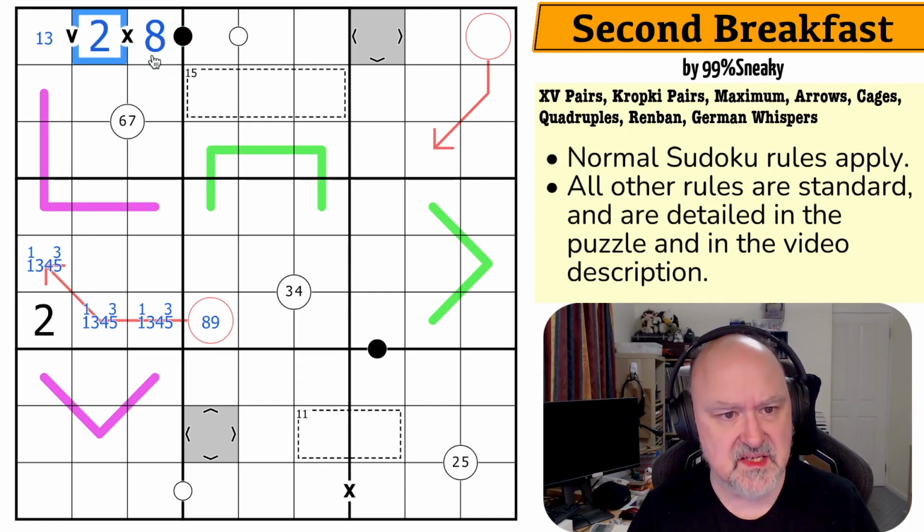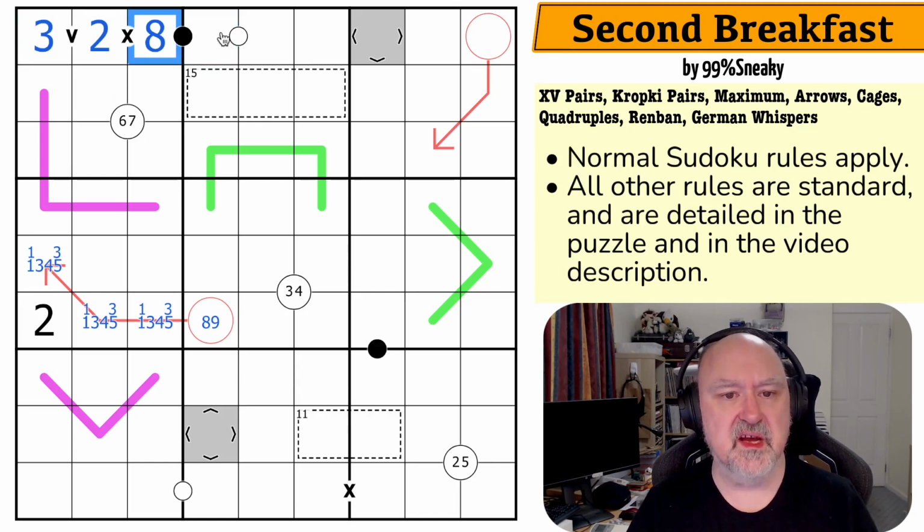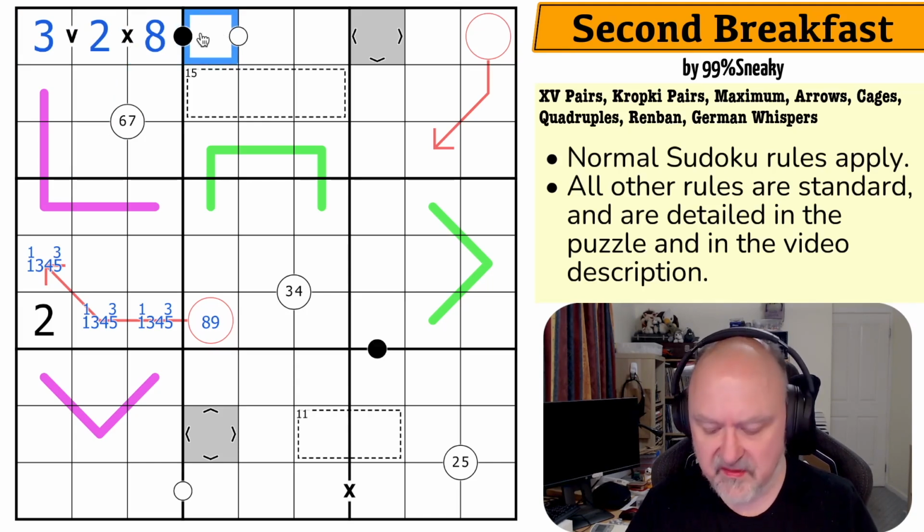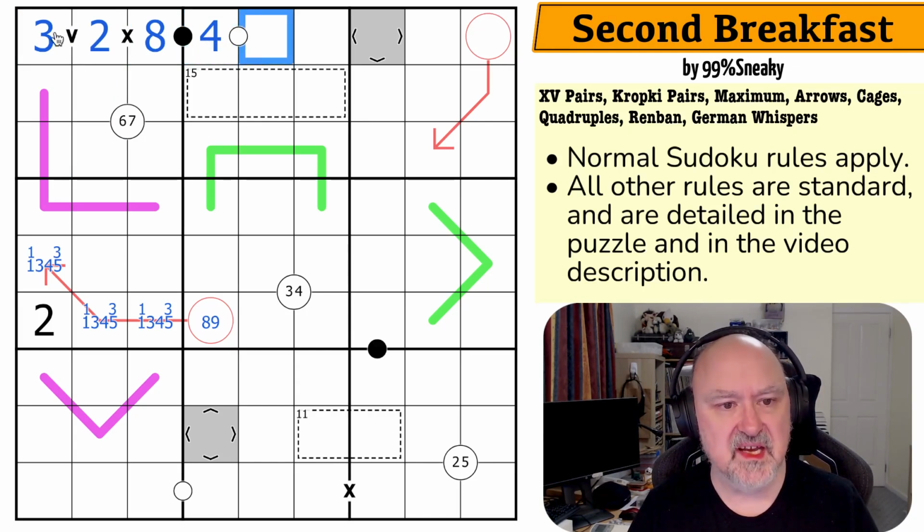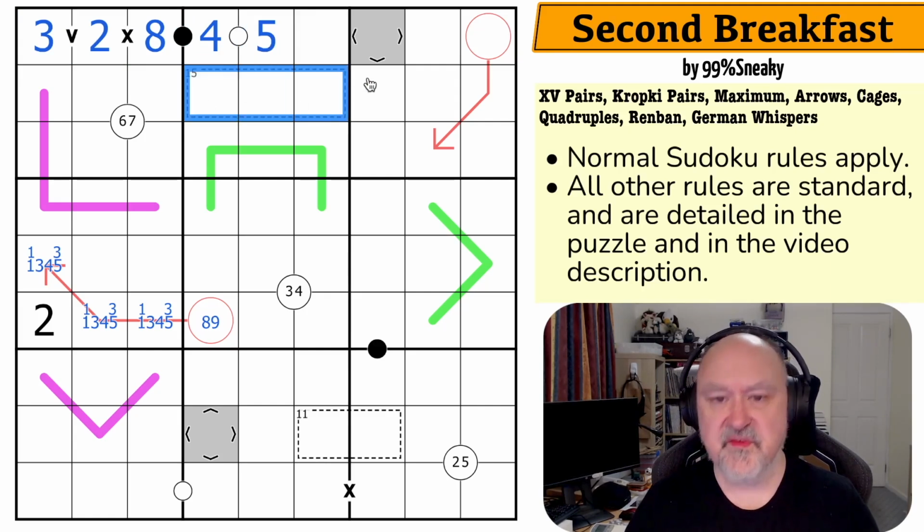This is 8, this is 2, 2 goes next to 3, 8. The only thing that is in a 1 to 2 relationship with 8 is 4 because the other option is 16, which I can't do. This has to be consecutive with 4, but can't be 3. This is 5. Now, this 15 cage.